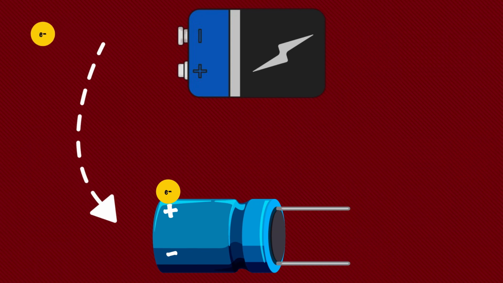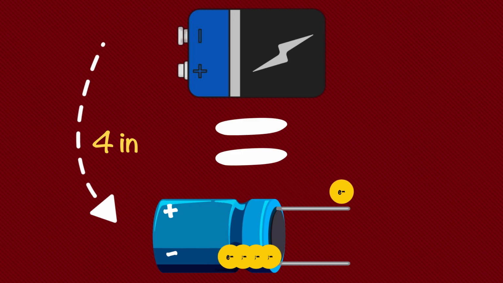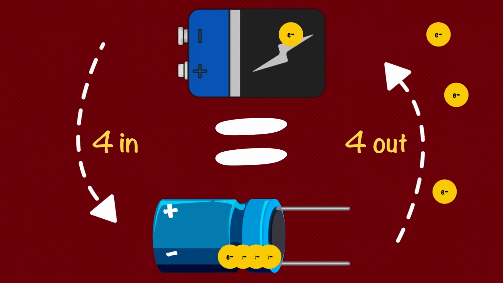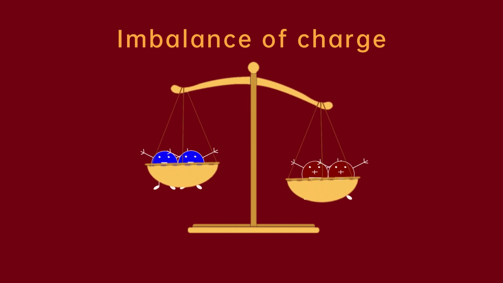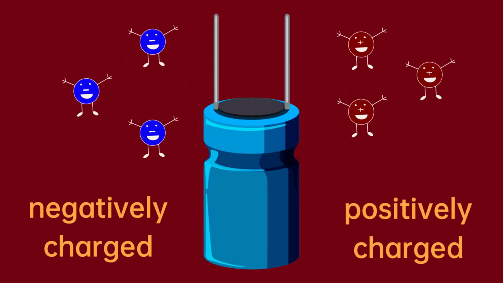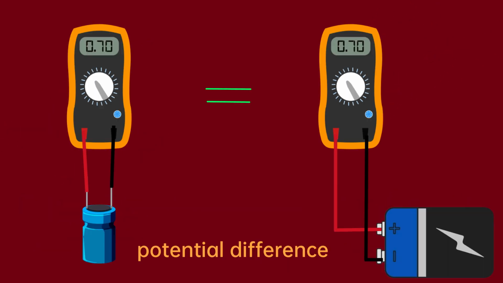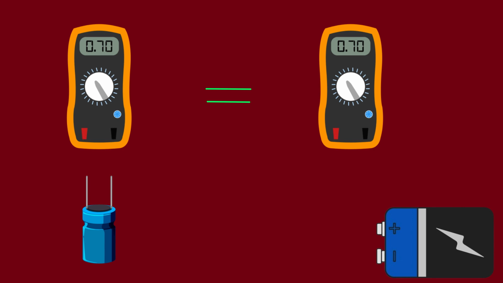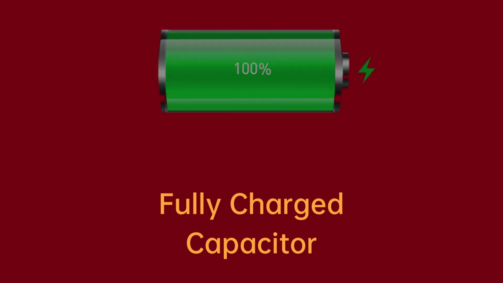When a potential difference is applied across a capacitor, the electrons from the battery move to the negative terminal of the capacitor, while an equal number of electrons are drawn away from the capacitor towards the battery. Therefore, this causes an imbalance of charge in the capacitor, with one plate being negatively charged and the other being positively charged. This imbalance of charge causes a potential difference in the capacitor, and when this potential difference becomes equal to the potential difference of the battery, the capacitor is known to be fully charged.